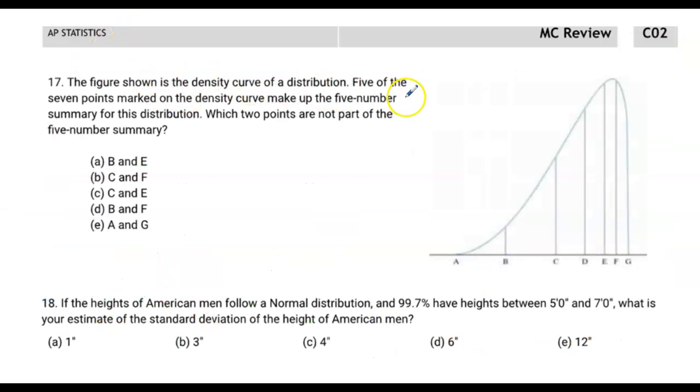Moving on to question number 17. The figure shown is the density curve of a distribution. It looks like a left-skewed curve. 5 of the 7 points make up the 5-number summary. Which 2 points are not part of the 5-number summary? So this one might seem like a doozy, but let's just figure it out.